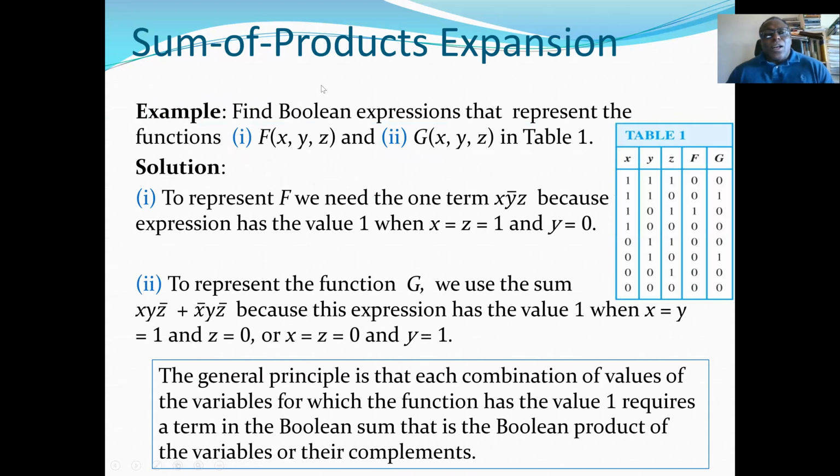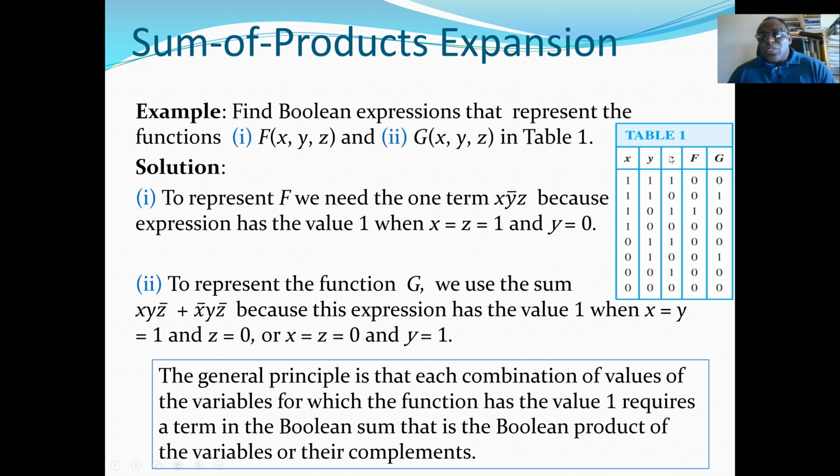So let's start with an example here. This is a sum of product expansion. The example given says we should find a Boolean expression that represents the function f with three variables x, y, z, so f at x, y, z, and also the g function at x, y, z in table 1. This table is given to us, and we can see the three variables x, y, and z in the first, second, and third column.